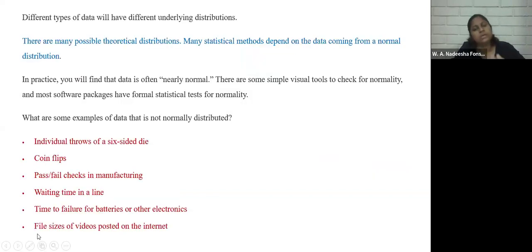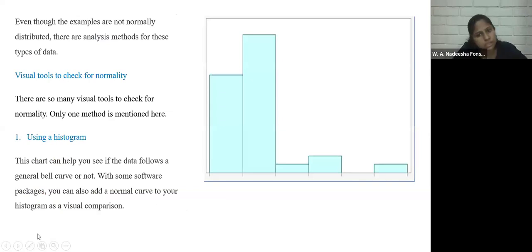There are some examples that are not normally distributed, and also there are some methods to verify whether they are normally distributed or not. So those are called visual tools. We can use some visual tools to check whether they are normally distributed or not. There are so many visual tools. Here we discuss only this one because others are not in our syllabus.